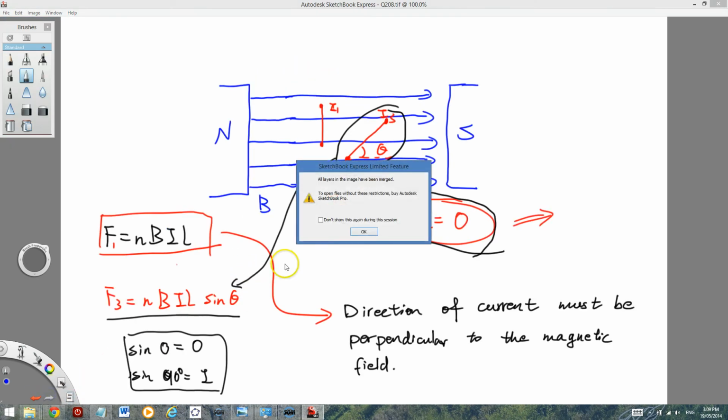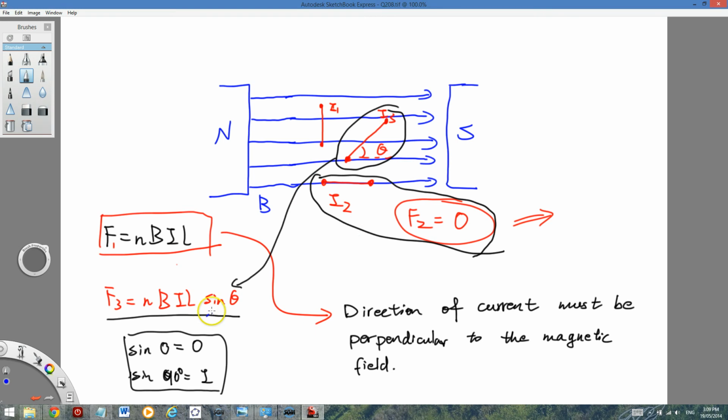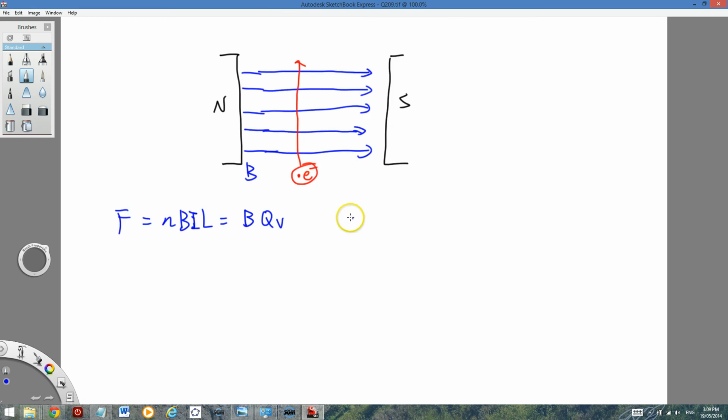I'll just show you. Remember those ones, the sine theta at the end. Basically, that's it. Just remember, it has to be perpendicular.